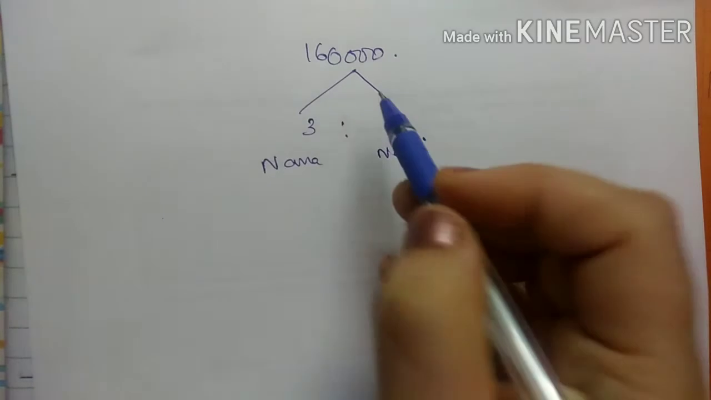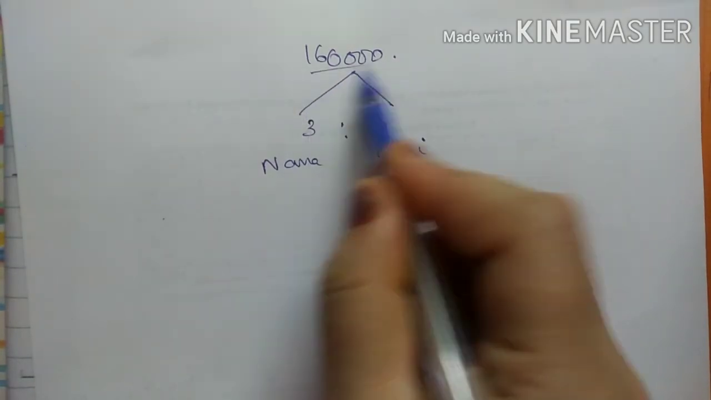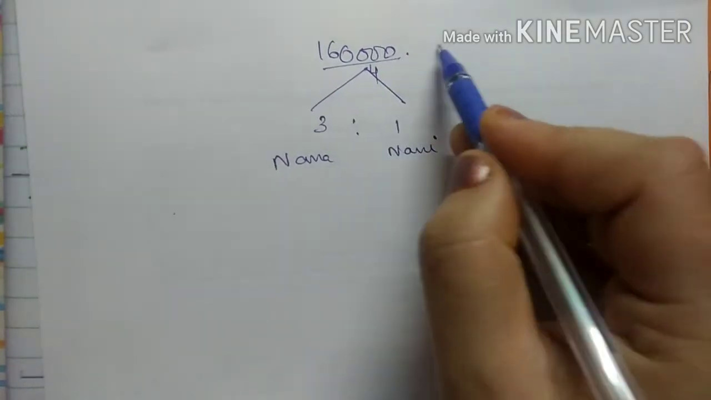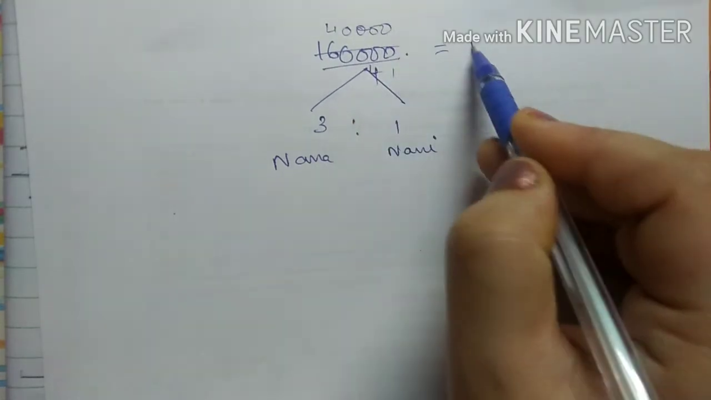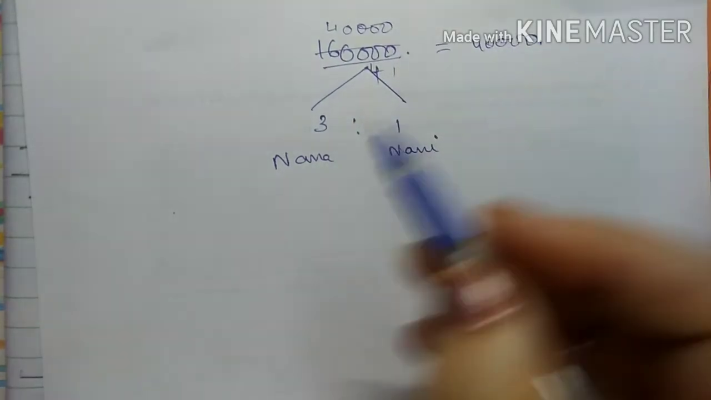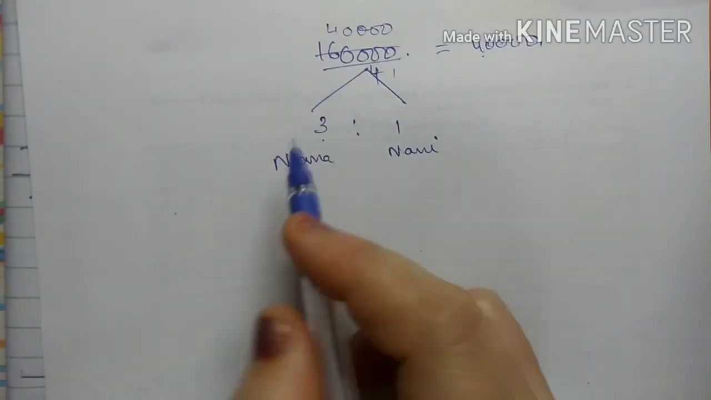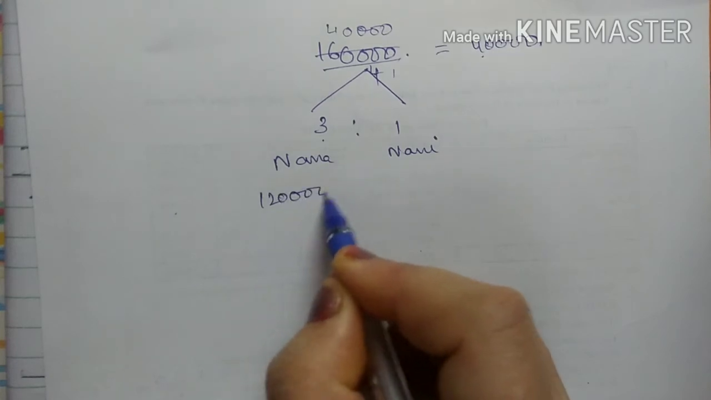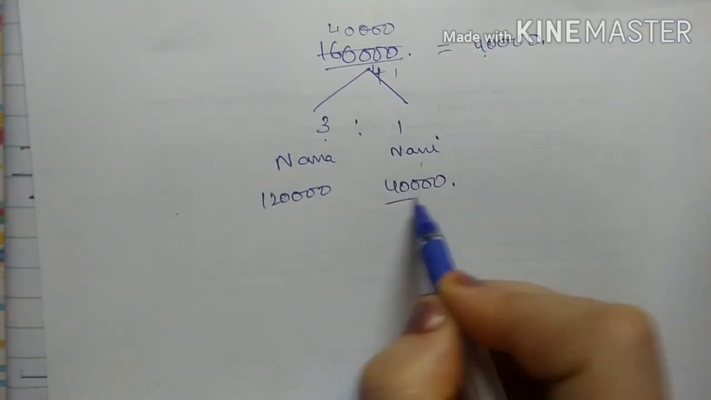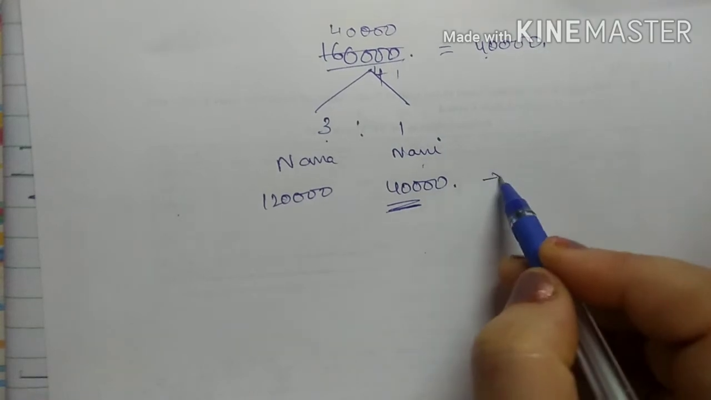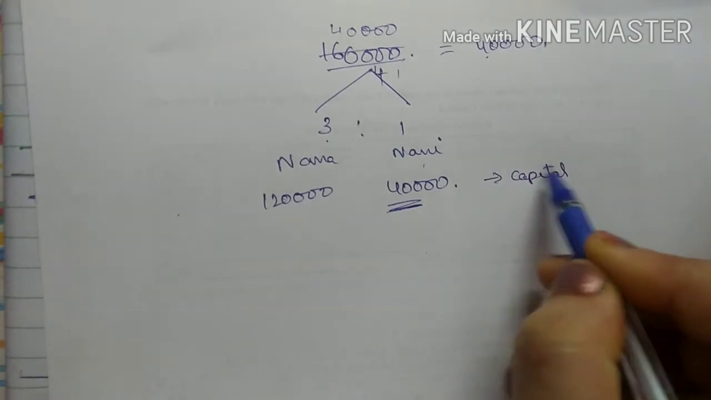Right? So that means 3:1 means what? 3 plus 1, 4. So 4 ones are 4, 4 fours are 16. Right? So it came here 40,000. So for Nana, 40,000 into 3 is what? 1,20,000. For Nani, it will be 40,000. So they want this as capital account balance in new ratio.